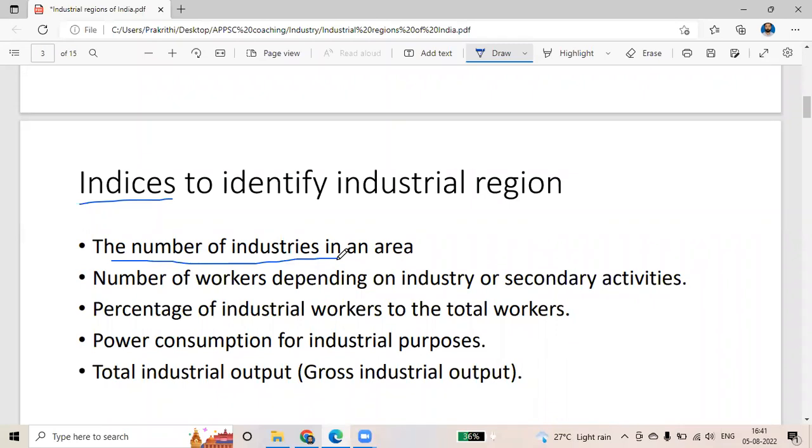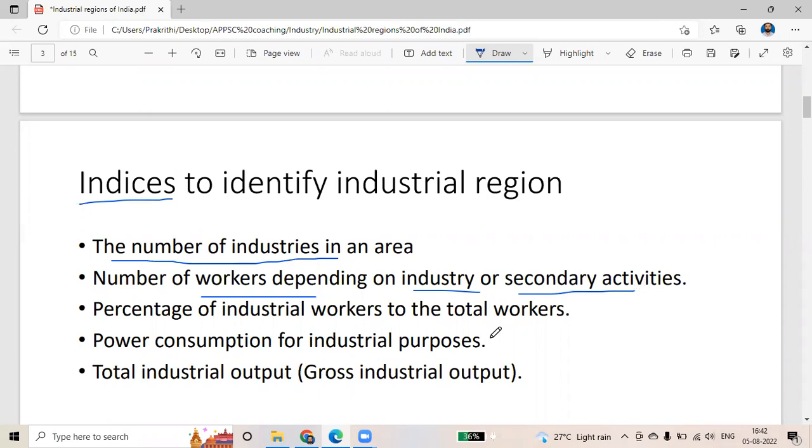The second index is the number of workers depending on industry or the secondary activities, mainly the industrial activities, or companies, factories. How much working force is there in all these? Not 100 working force. It should be lakhs or millions of population who are depending on the industrial activities. So that can be considered as an industrial region.